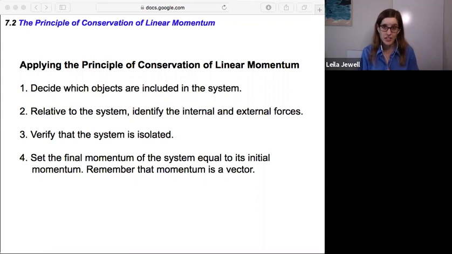If it is indeed isolated, then we can set the final momentum of the system equal to its initial momentum. We do need to remember momentum is a vector, so the directions do matter here. Unlike energy, where we said, direction doesn't matter, speed is speed, this is now velocity with a direction. So hang on to that, and you will be in great shape to be approaching solving these problems.